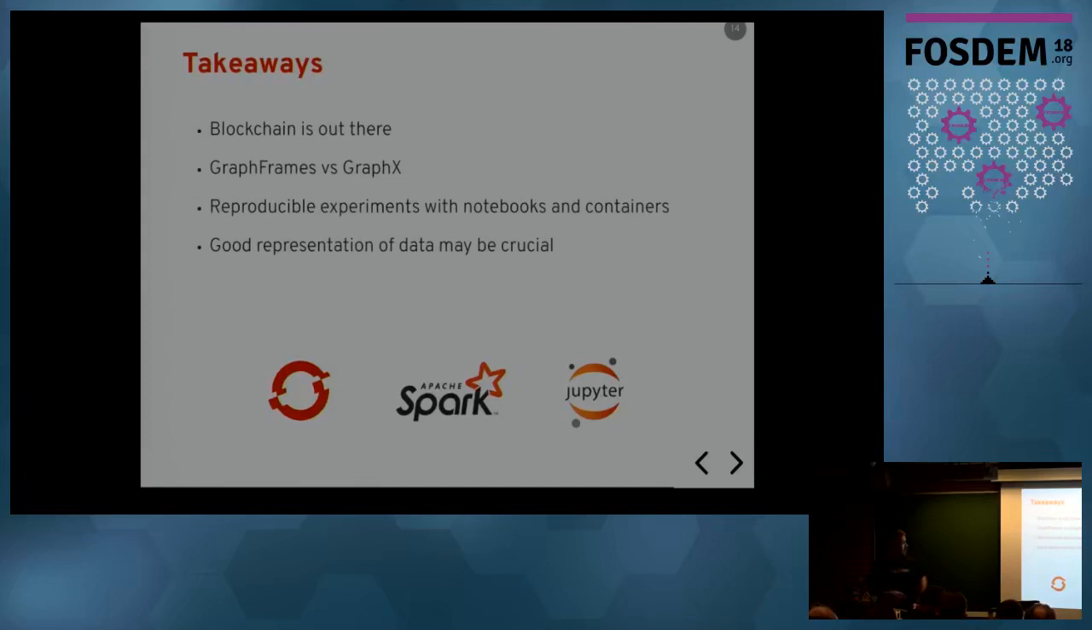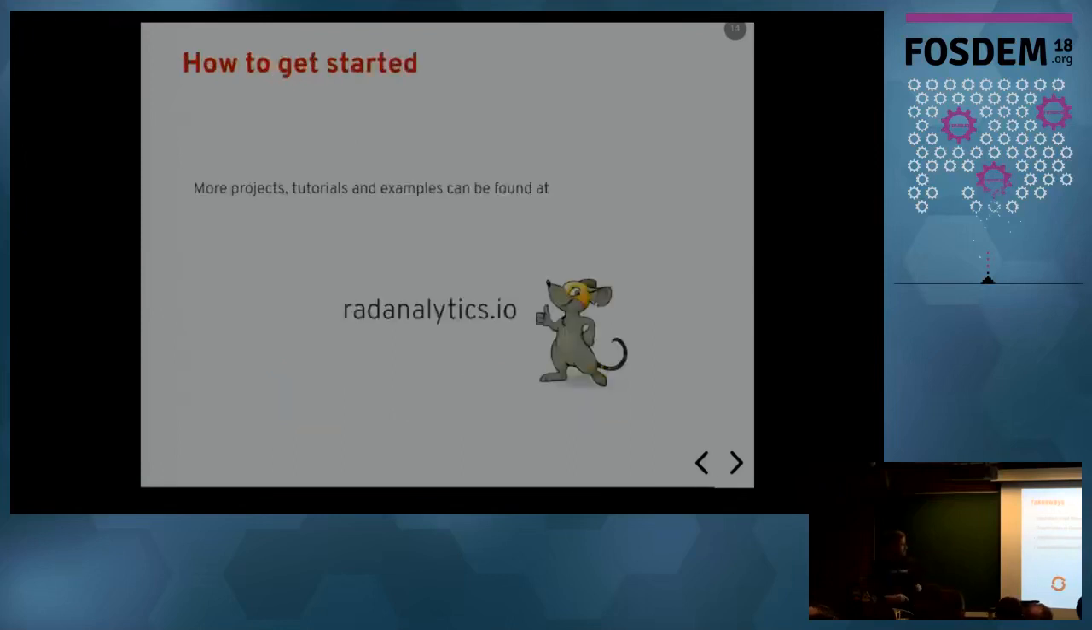I think it's really important to create reproducible experiments if you are in the data science community, because what happened to me is I read some scientific paper and they have some data set that is publicly available in some zip file or somewhere, and it's relatively hard to reproduce their work. If you put it into containers and create these notebooks, it's pretty easy for other people to extend your work. And as always, good presentation may be crucial.